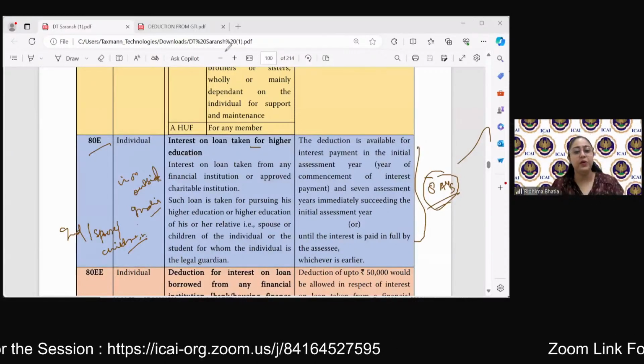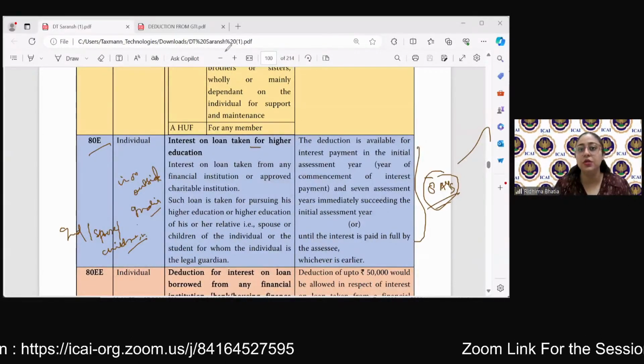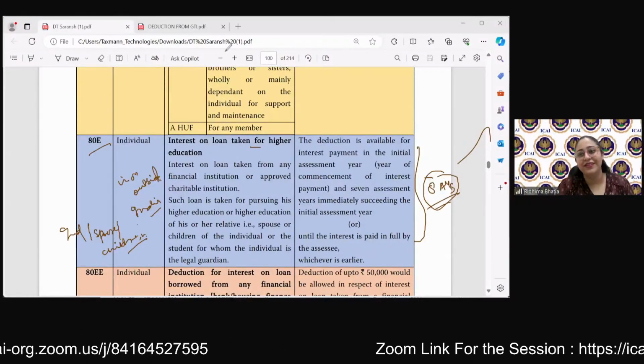So we will take a quick break. We'll come back to 80EE onwards, which are also interest on loan sections. And then we'll proceed with our remaining sections of the deductions.